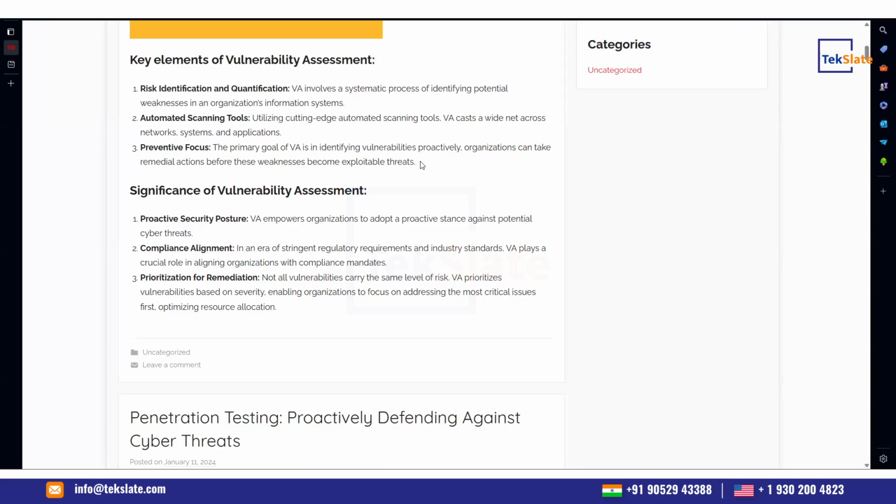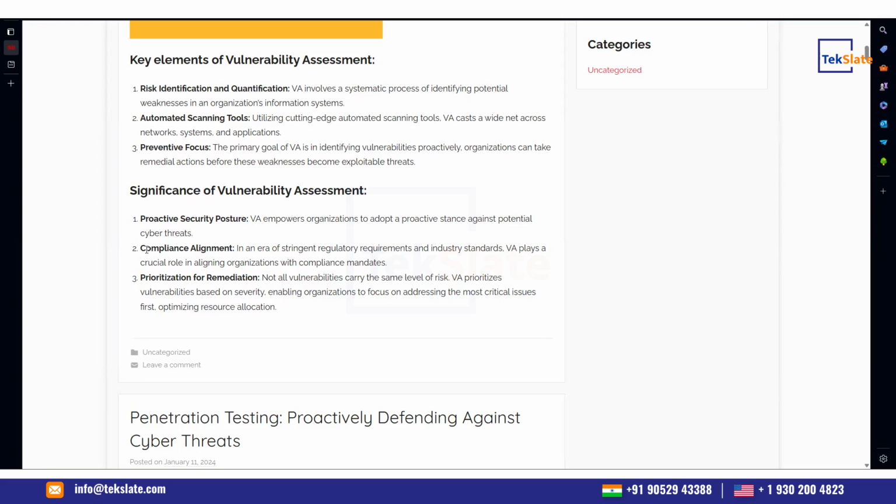The primary goal of vulnerability assessment is identifying vulnerabilities, as we discussed previously. After finding and scanning them, we'll take remedial actions to patch all those vulnerabilities and treat them, securing that system or organization. Significance of vulnerability assessment: why do we do it? For a proactive security posture, to protect from the cyber threats and risks available on the internet, like ransomware, malware, or viruses.